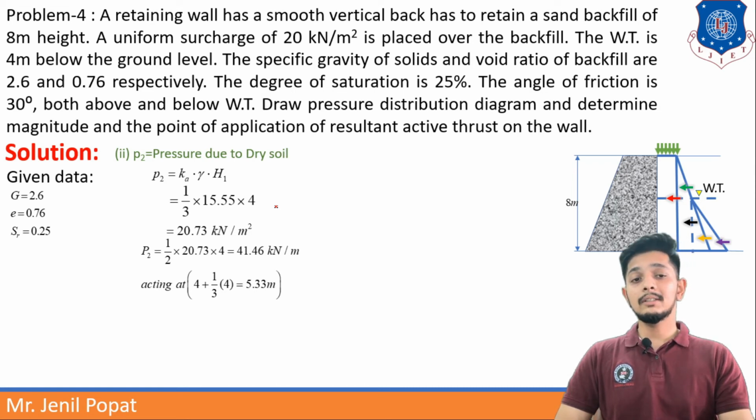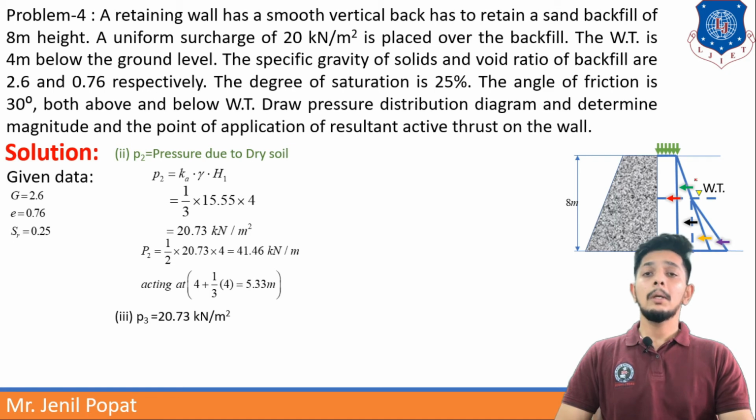And where will the CG be? Above 4 meter, that is definite, because it is the upper half of the triangle, so it must be above 4 meter, but where? We have to calculate 4 plus, if we calculate from the base, 4 meter height, so it is in the center, plus 1/3 of the total 4. So it will be 5.33 meter from the base. So this is all about P2.